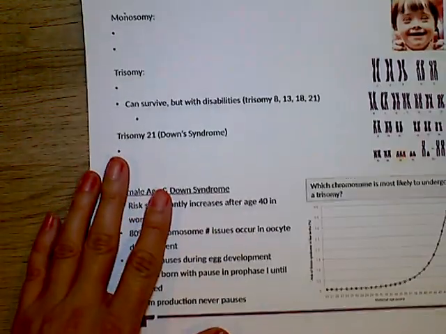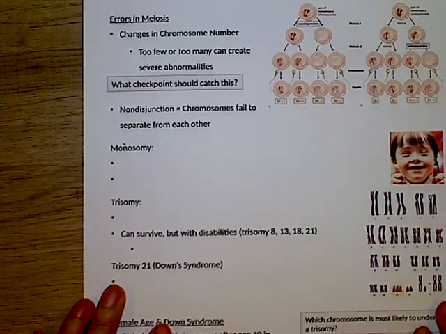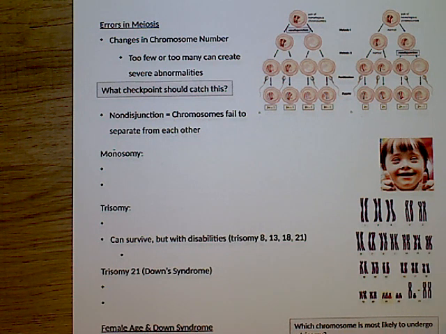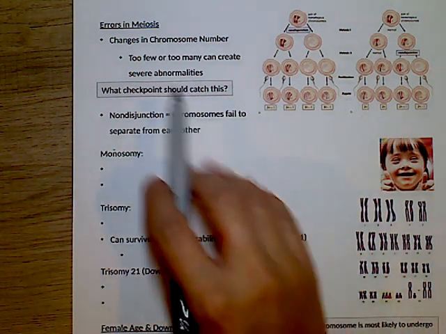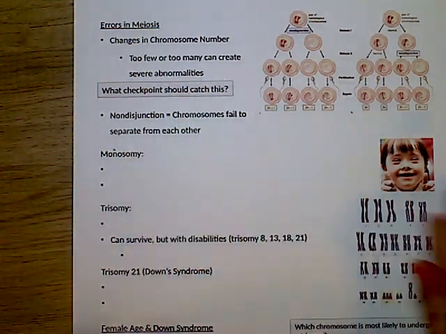And as always, this process is not perfect. There can be errors in meiosis, and this is when we have changes in chromosome number. So too few chromosomes or too many can create severe abnormalities.